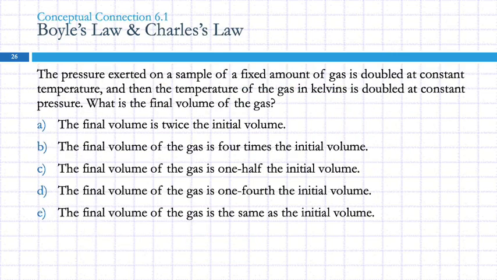123 milliliters. Okay, so here's one of those thinking questions. The pressure exerted on a sample of a fixed amount of gas is doubled at constant temperature, and then the temperature of the gas in kelvins is doubled at constant pressure. What's the final volume of the gas?